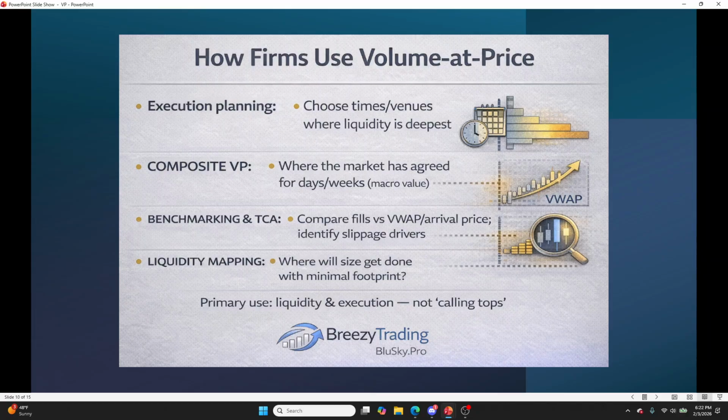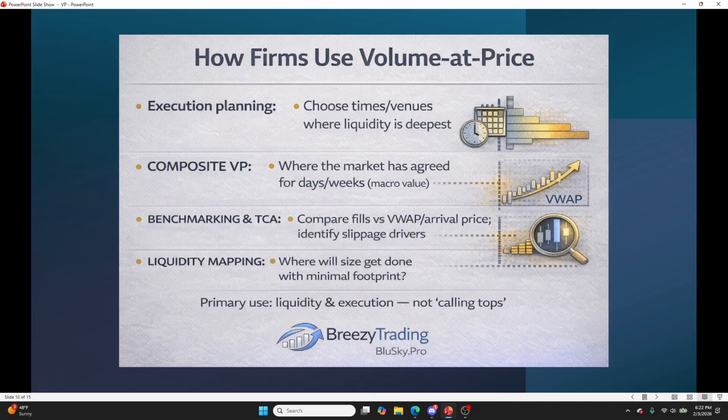And then how firms use volume and price. So this is adapted, but it's still useful, right? In execution planning, that was 80% of the job in my time in the realm, it felt like. You're really doing this analysis to drive the choices you're making, right? So your times, your venues that you're trading in, where liquidity is the deepest, your composite VP, where has the market agreed for days, weeks, like what is the highest probability of volume accumulated? And then your benchmarking and total cost analysis is something I've talked about a lot.